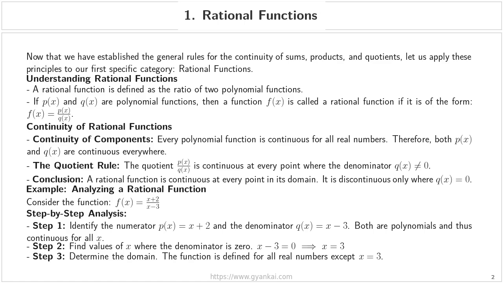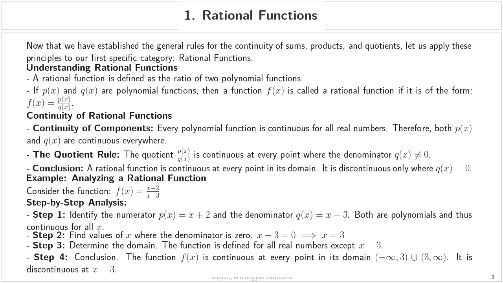Step 3 is to determine the domain. Because the function is undefined when the denominator is 0, the domain includes all real numbers except for x equals 3. Finally, in step 4, we reach our conclusion. The function f of x is continuous at every point in its domain, which is represented by the intervals from negative infinity to 3 and from 3 to positive infinity. However, it is discontinuous at x equals 3. Please keep this logic of checking the denominator in mind, as we will see a very similar pattern when we move on to discuss the continuity of trigonometric functions in the next slide.